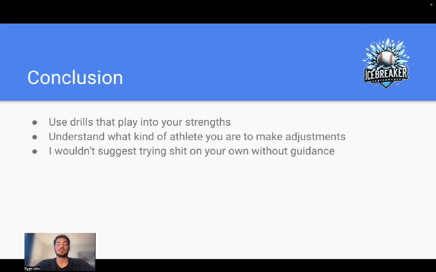And so I wouldn't suggest you trying stuff on your own without guidance. Typically, when you do that, again, you're going to guess wrong and you're going to make mistakes. But if you have a coach that really understands how your body moves, what kind of things you should be working on because of the way your body moves, now you're just not going to be wasting as many reps. You're going to get the most bang for your buck.